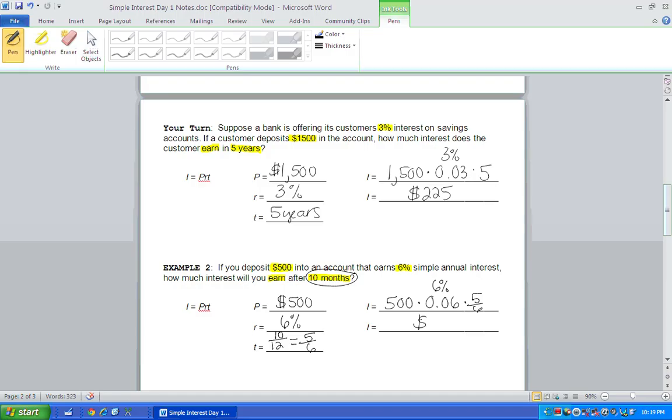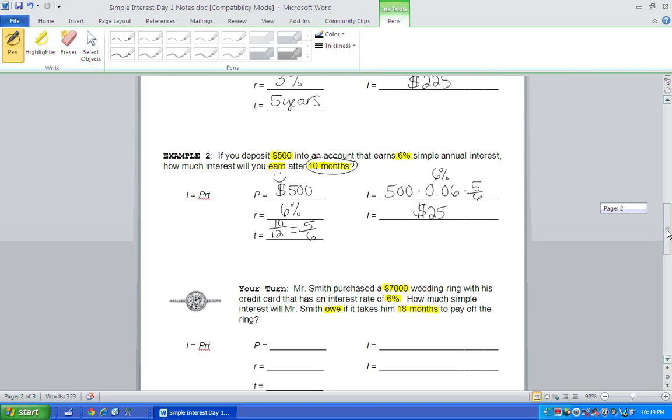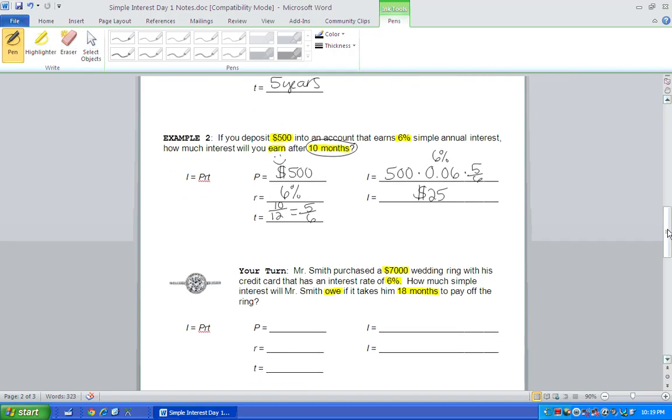When you multiply those together, you should get $25. This is another example of a positive interest. So you're going to earn an extra $25 in interest. Okay, we have another your turn. So go ahead and pause the video and try that one on your own.